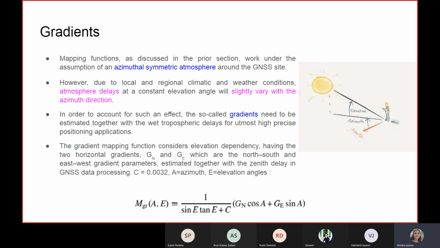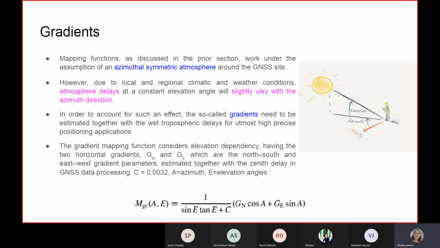Okay, so these are estimated together with zenith delay information during GNSS data processing. What do we do during GNSS data processing? We try to obtain accurate position of the station. Now, during this main process, we obtain some errors. One of the error components is delay that is happening due to the propagation inside the atmosphere.